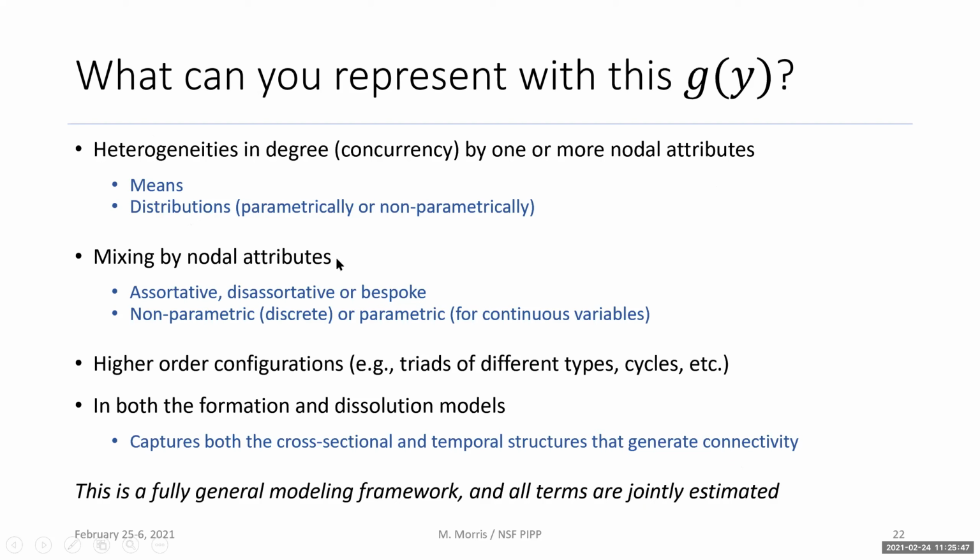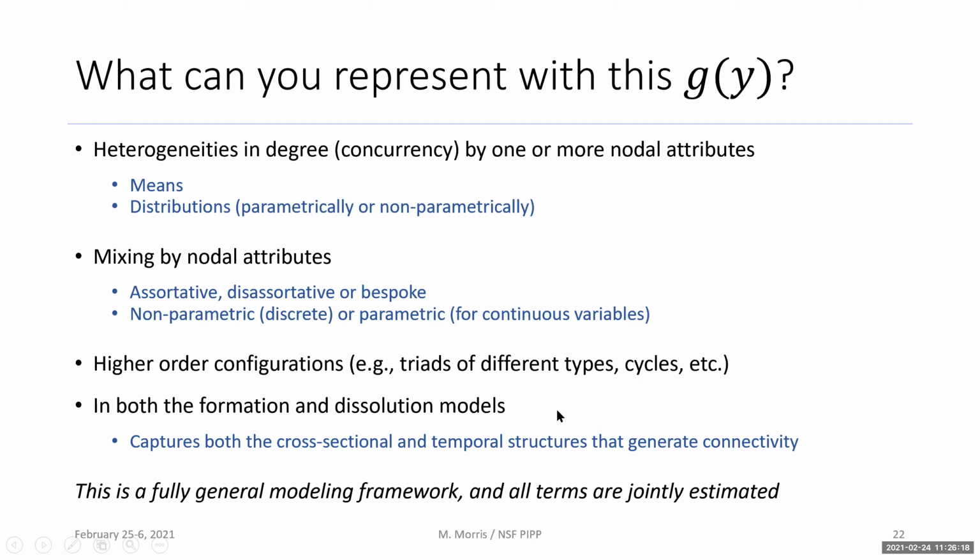You can represent mixing by nodal attributes. Again, mixing by age would be a classic example. It can be assortative, disassortative, or bespoke. It's fully general in that sense. You can have non-parametric versions of this for discrete attributes and parametric versions for continuous variables. You can also represent higher order configurations. Examples would be a triad of different types or cycles of various sorts.